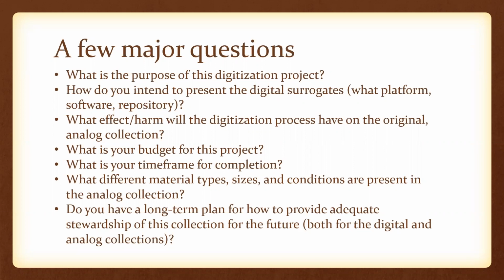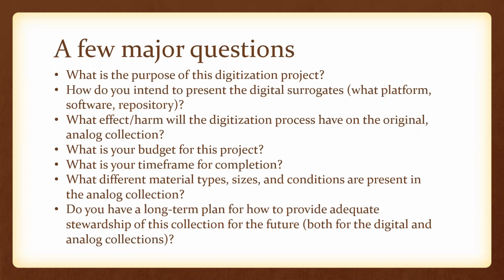4 would be, what is your budget for this project? And does this budget allow for additional training, equipment, staff, and time, or staff time? Number 5 is, what is your time frame for completion? Number 6 is, what different material types, sizes, and conditions are present in the analog collection? And knowing this might help you determine the right kind of equipment to buy or use in your project.